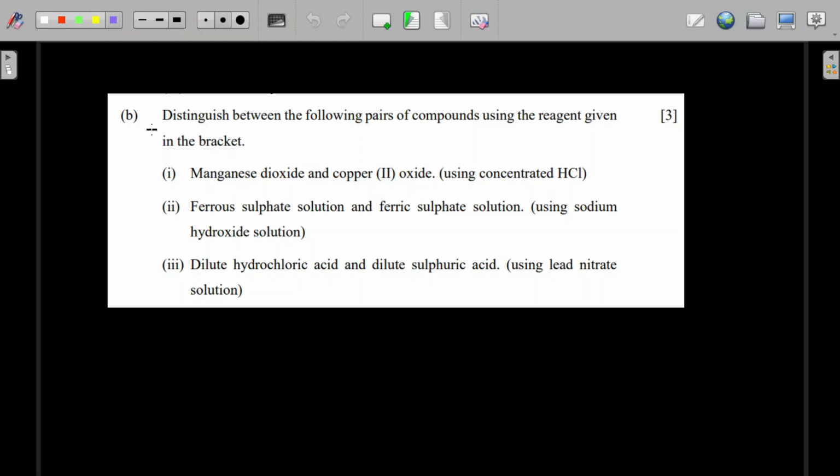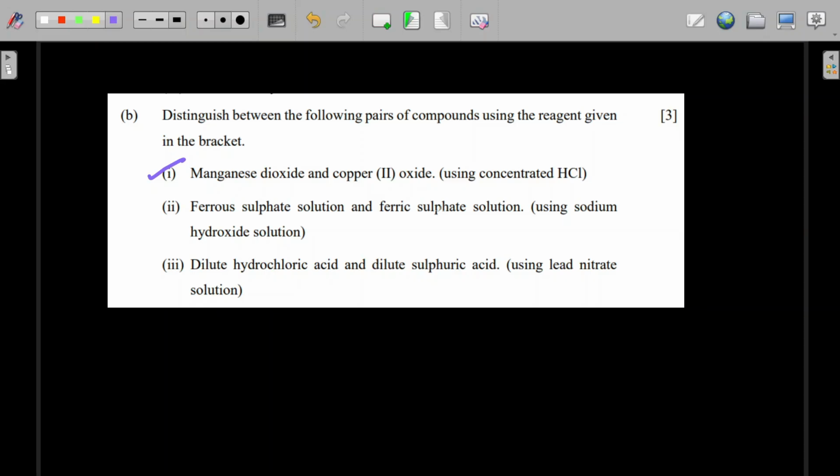Last question. Distinguish between the following pairs using the reagent. The reagent is already given. This one I just explained previously. Who will tell me the answer for this? Raise your hand. Manganese dioxide and copper oxide using conc HCl. Anybody? So can I answer the next one?